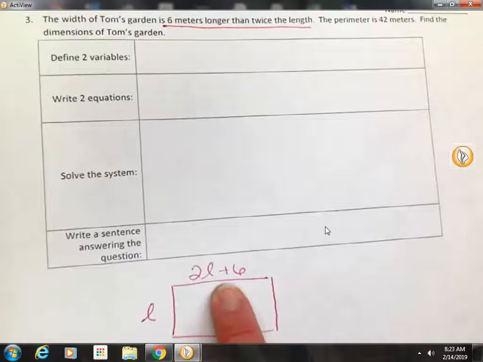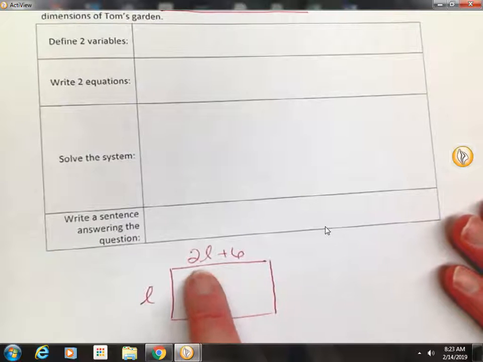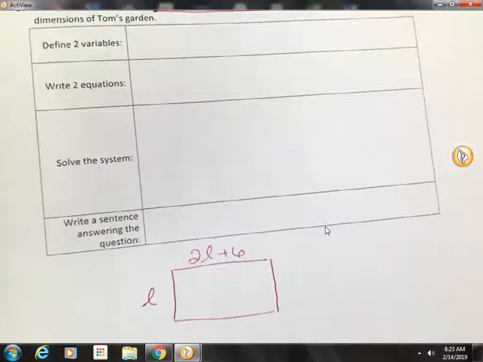6 meters longer means we are adding 6 to it, right? Twice the length. Twice of something means times 2. So I think it would help if you can visualize your rectangle and you've got some expressions that are representing your length and your width. Okay.